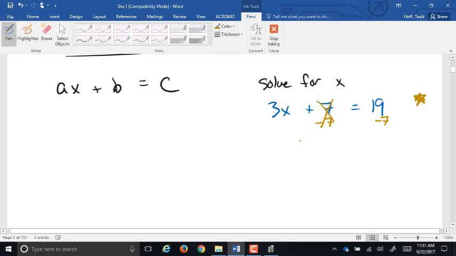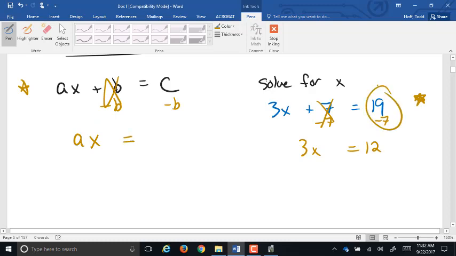That would make that 7 go away, leaving me with 3x. Over here, 19 minus 7 would be 12. Well, over here with all the variables, the parallel move to that, the equivalent move to that is to subtract b. So it's gone over here, leaving me with ax. Now, a big difference is on this side, we could actually do 19 minus 7. C minus b is just going to be C minus b.